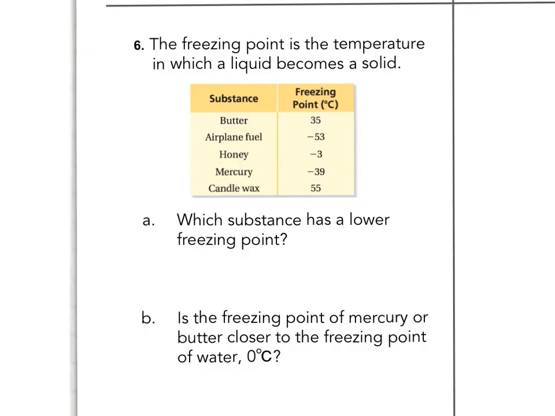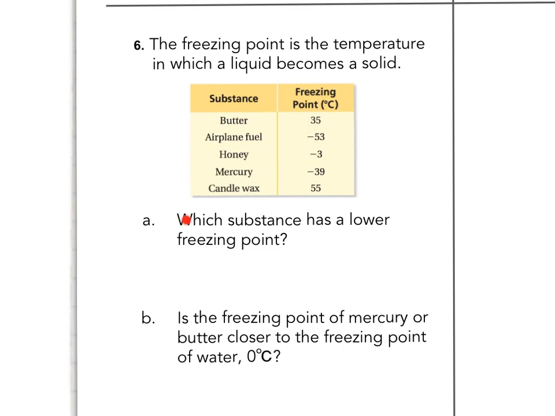Now we're on the lower left side of the notes. So here for number 6, it says the freezing point is the temperature at which a liquid becomes a solid. And here we have a table. We have a list of all these substances and the temperature in Celsius degrees of when it becomes a solid.